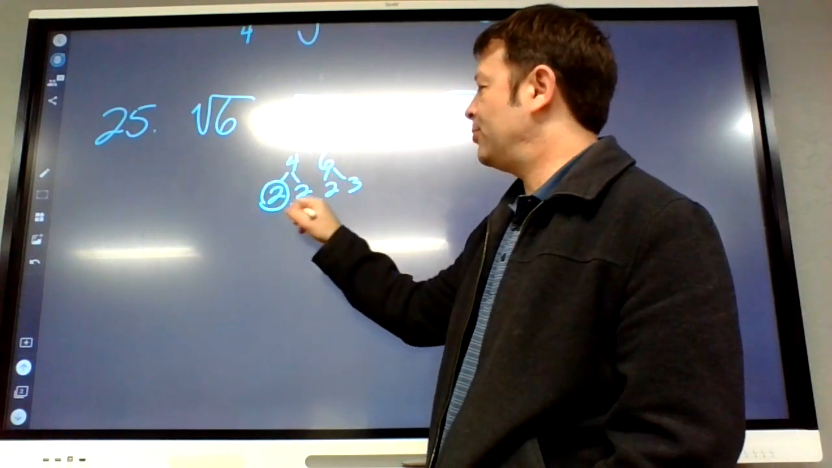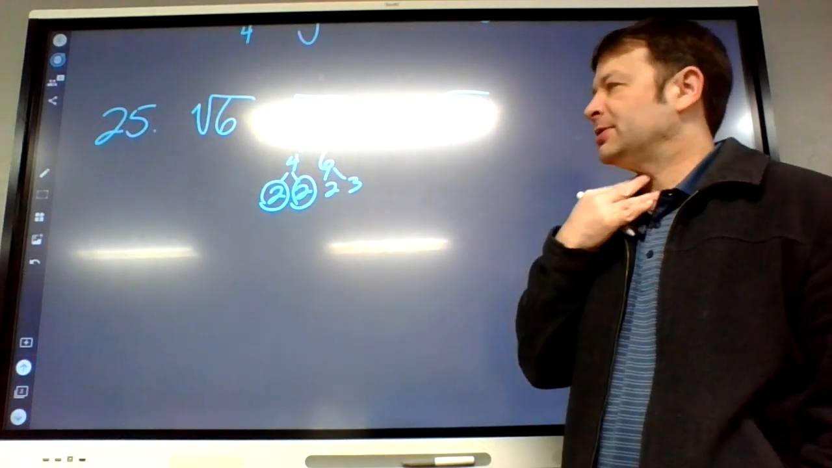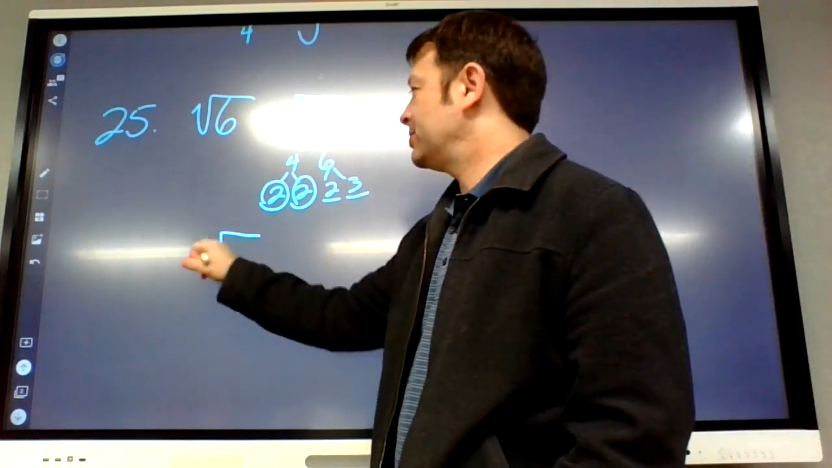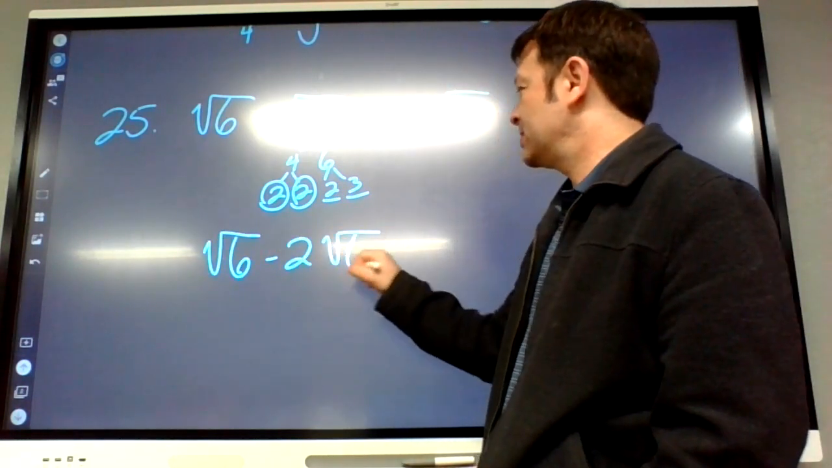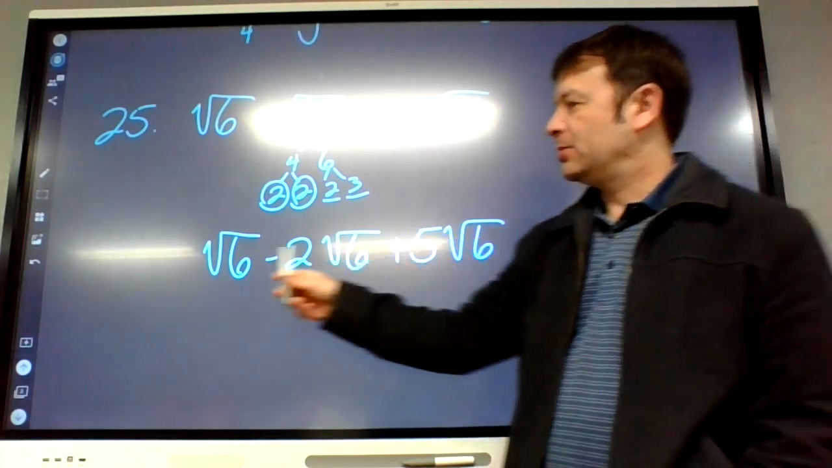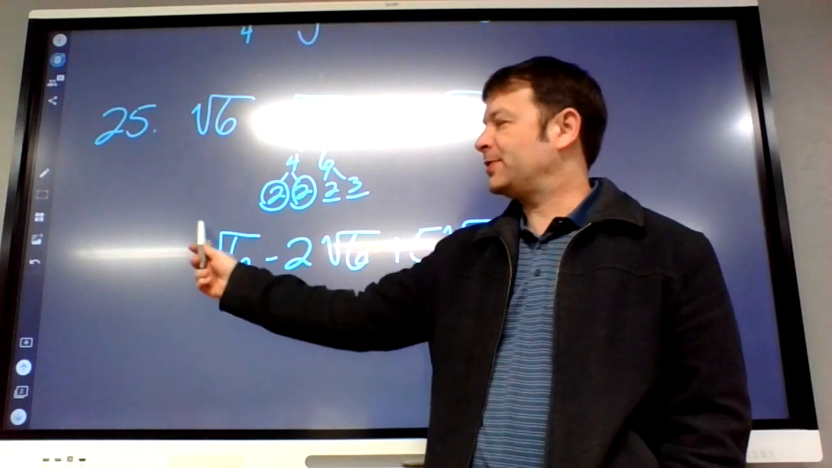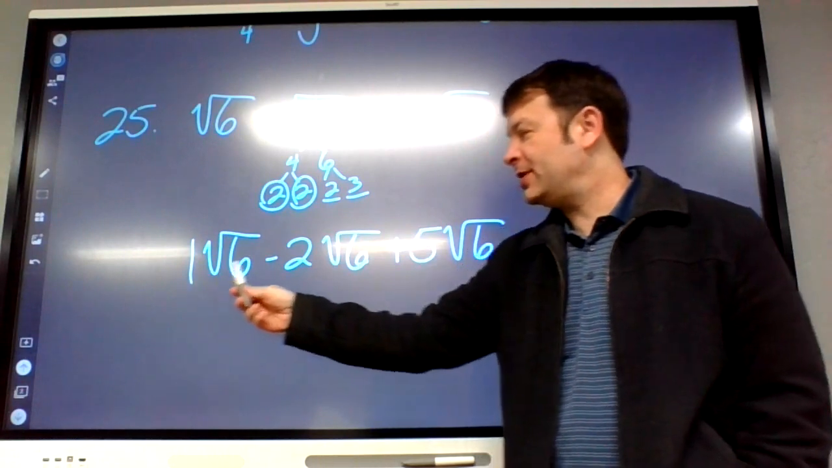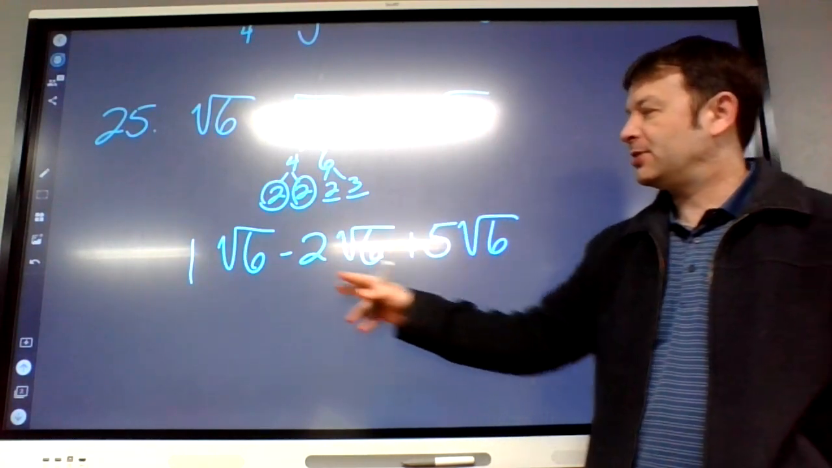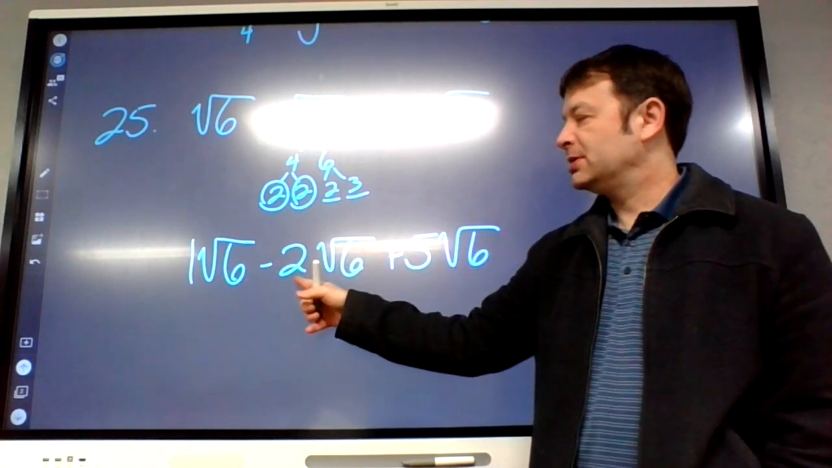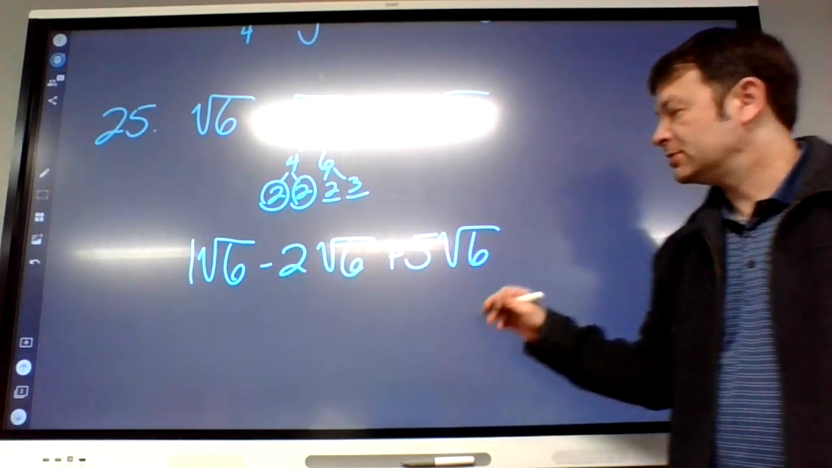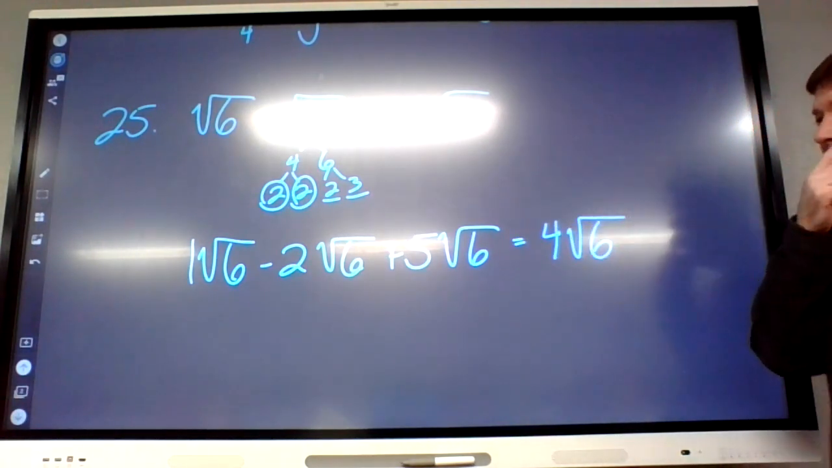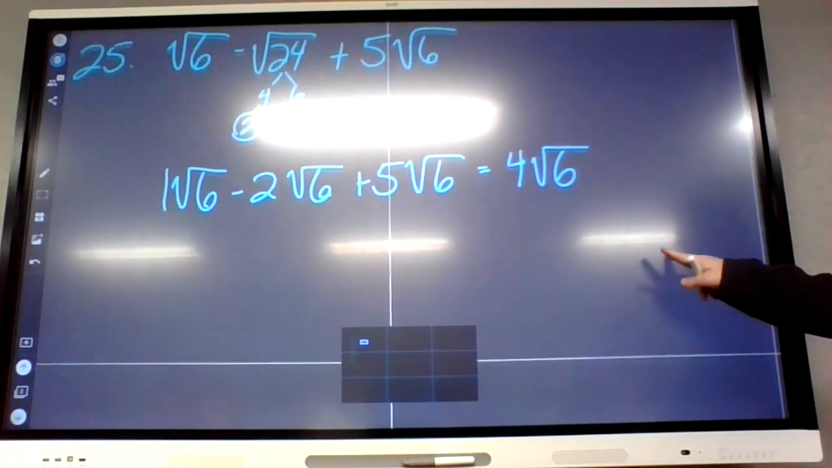Okay, so square root of 24 becomes 2 square root of 6. So we got square root of 6 minus 2 square root of 6 plus 5 square root of 6. What's the number in front? What's the coefficient on this first term? 1. 1, yeah. So we got 1 of these minus 2 of these plus 5 of these. So 1 minus 2 is negative 1 plus 5. So we have 4 of these. Is that 25's answer? Yes.